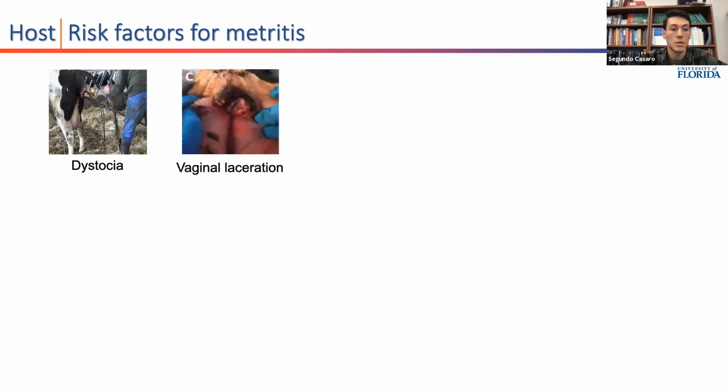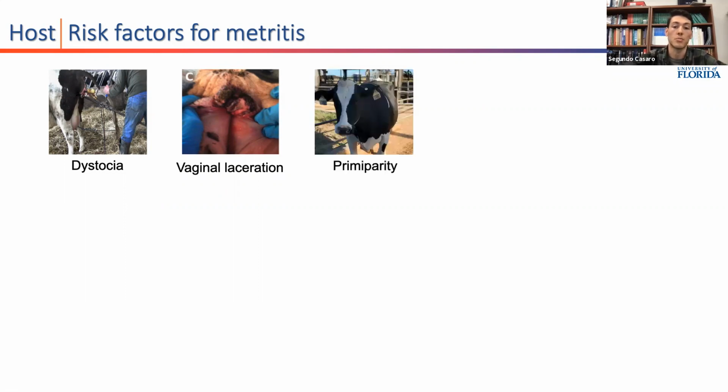Another risk factor is vaginal laceration. Cows that suffer vaginal lacerations bigger than 2 centimeters have much greater incidence of metritis than cows with no laceration. And actually, this was proved in a study conducted by Achilles in 2016, in which he found that cows with laceration bigger than 2 centimeters had 63% of metritis, compared with cows with no laceration that had 35% of metritis. Now, another risk factor is primiparity, and this is probably because primiparous cows have a higher incidence of dystocia of around 30%.